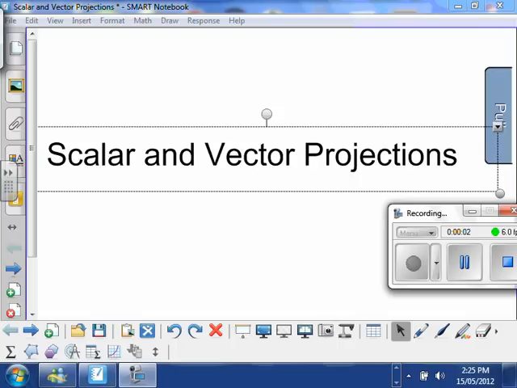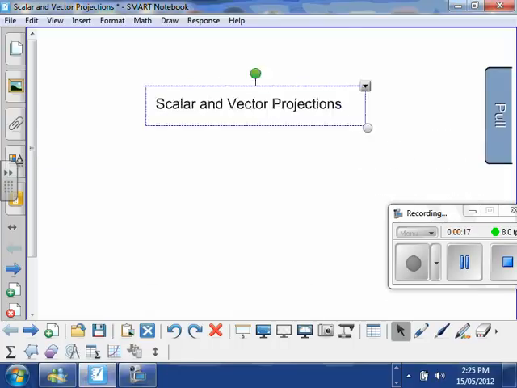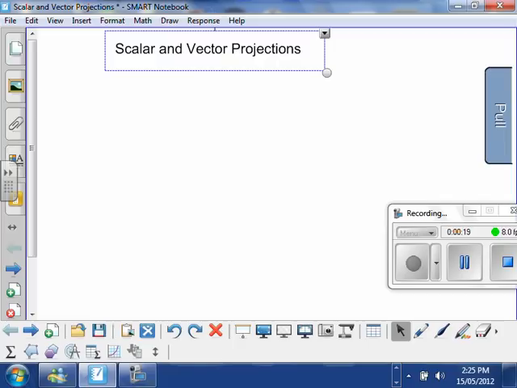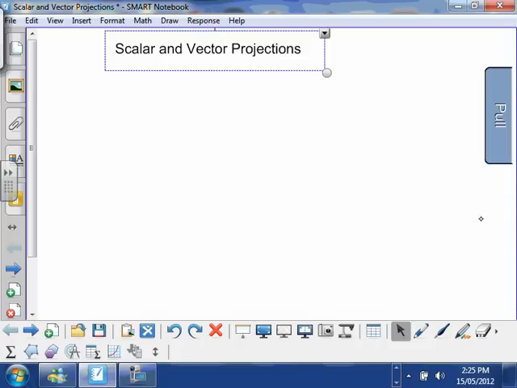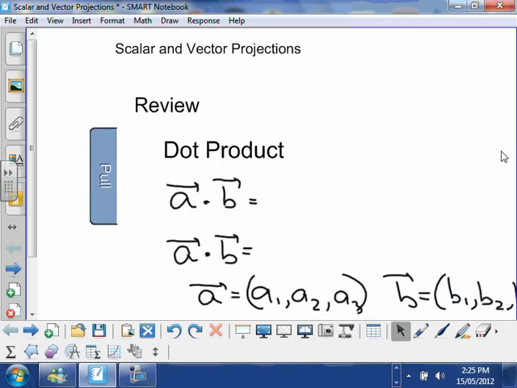Afternoon, everyone. Today we will continue our discussion on applications of vectors, and we will be talking about scalar and vector projections. You will see that scalar and vector projections are not new concepts for you. We have discussed them. It's just that we did not introduce the terminology. So our objective is to introduce the proper terminology.